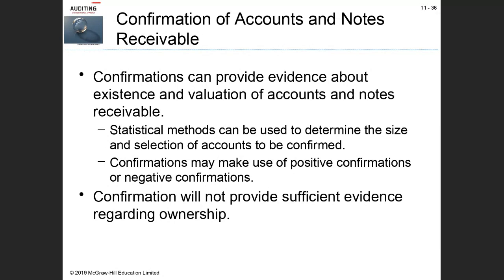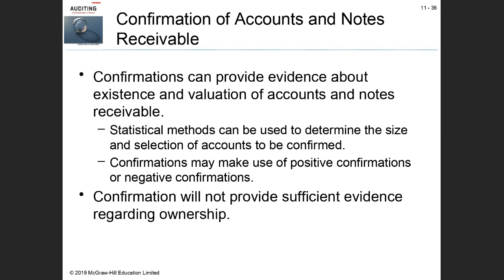Now, what happens sometimes is that when confirmations come back, a customer might say, we don't owe the money, or they might say there's a problem with the invoice amount. Well, that's an indication that maybe there's a valuation problem. Maybe the wrong price was used when the goods were shipped to the customer, so there should be an adjustment made for that. The entire account receivable balance is not going to be collected, so this goes to valuation.